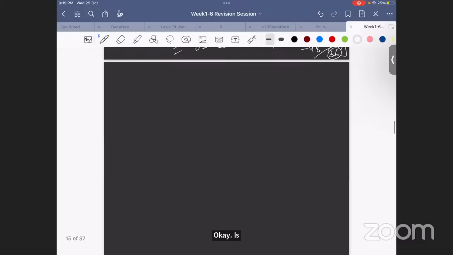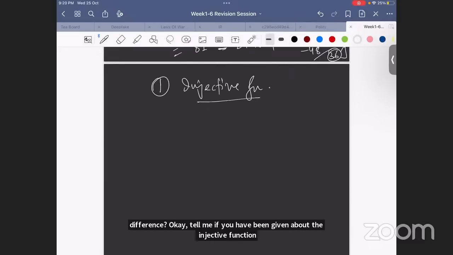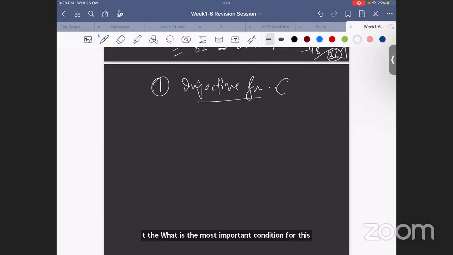So what was the definition? Tell me, if you have been given the injective function, what is the most important condition for this? Each element should have unique images. Every image should have a unique pre-image.